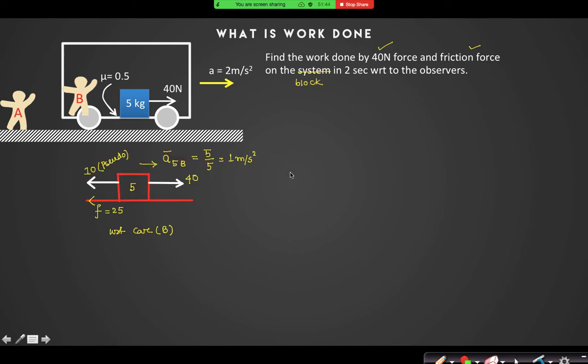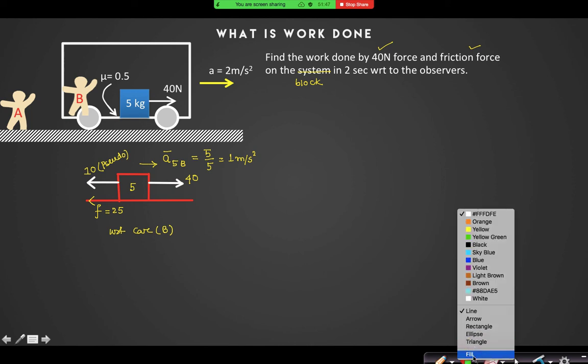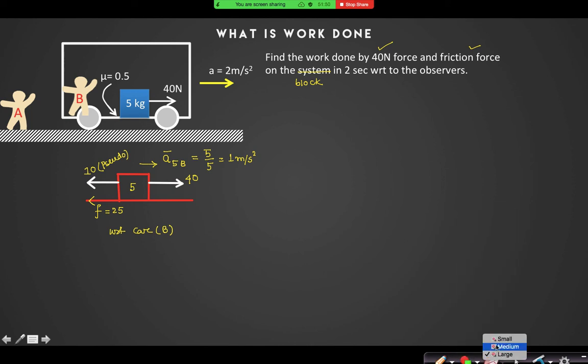I am only finding the acceleration with respect to B. So with respect to B, the acceleration is 1 meter per second square. The force does not depend on any reference frame. The friction force is 25 in any reference frame. So in 2 seconds, what is the displacement of the 5 kg block with respect to observer B? Half a t square, so that is 2 meter positive.